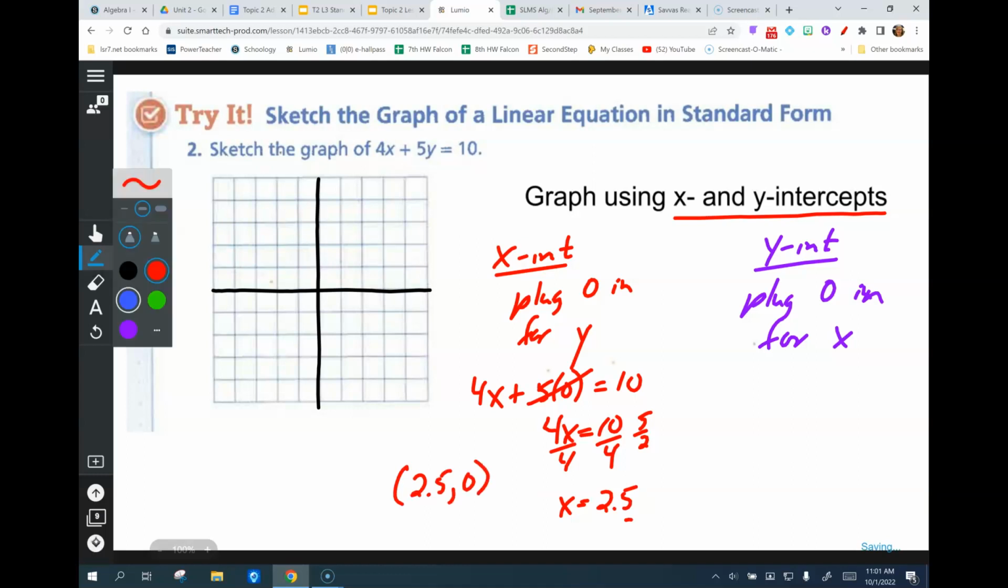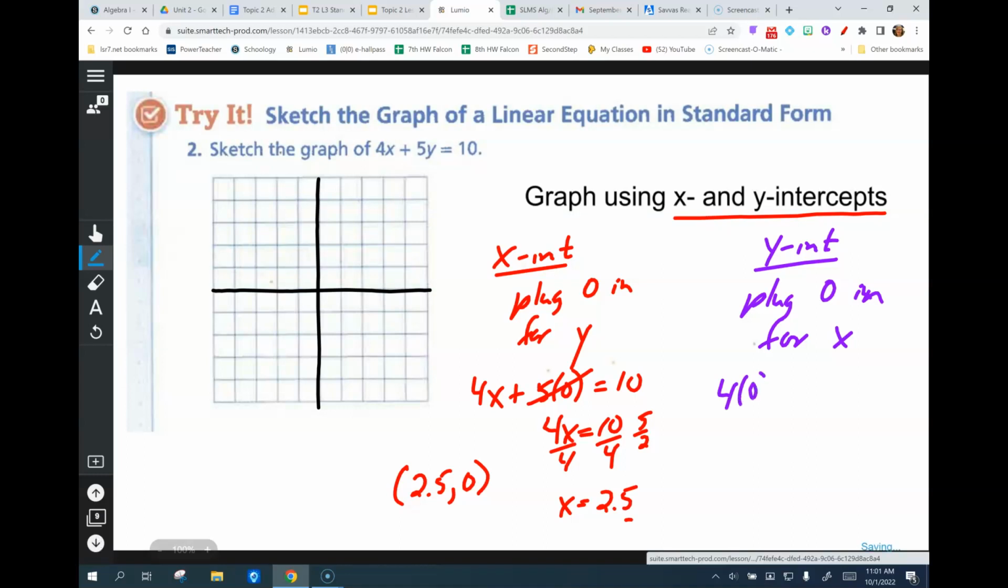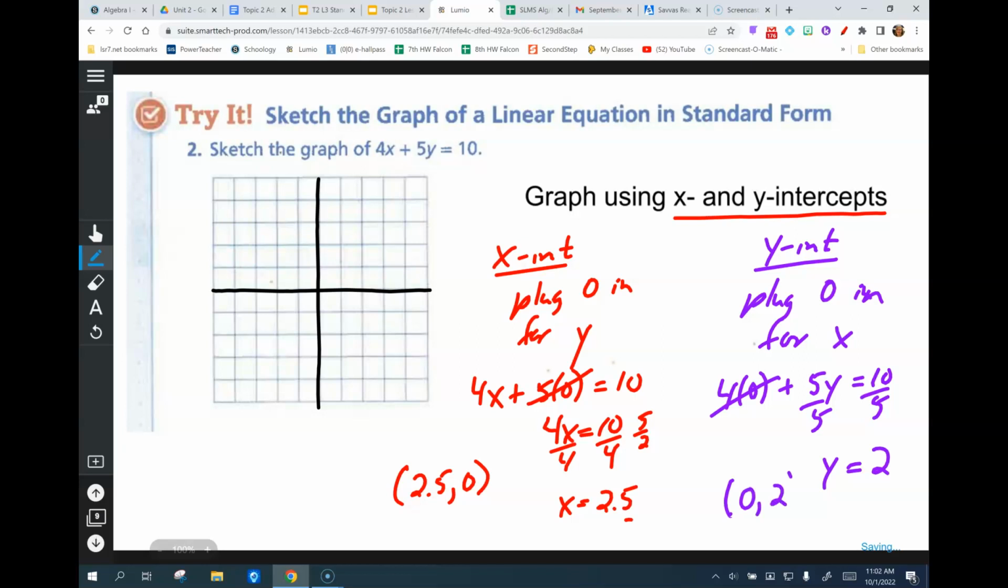Let's do the same thing with our y-intercept. Find your y-intercept. Ready? Go! Hopefully you plugged 0 in for x. So then you divide by 5, and we get y is equal to 2. So this is the point 0, 2. So we're going to plot both of these points. 0, 2. There's our y-intercept. And our x-intercept is 2.5, so about right there.